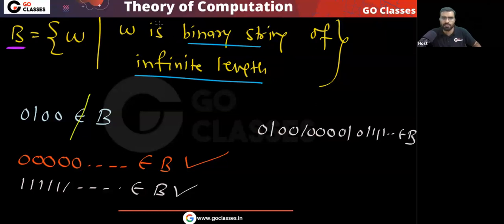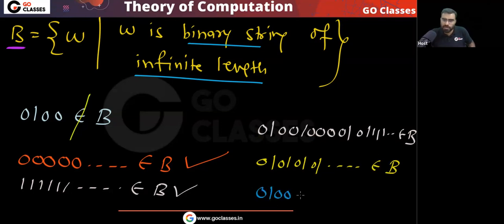This belongs to B. I hope you understood. For example, 0, 1, 0, 1, 0, 1, 0, 1, and so on belongs to B. I hope you understood what strings belong to B. Remember, this string does not belong to B. For example, 0, 0 does not belong to B. So you understood the B.